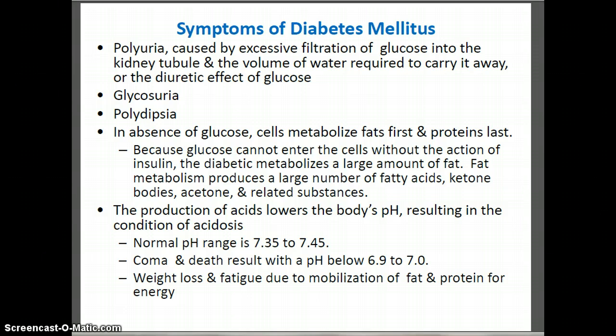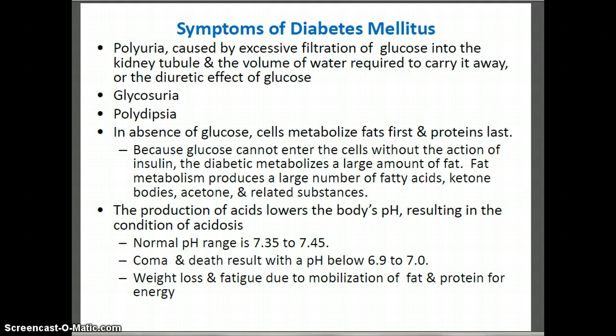The normal pH range of our bodies is 7.35 to 7.45, which is slightly in the basic range. Neutral is 7.0. Anything below 7.0 is acidic. Coma and death can result with a pH of 6.9 or below, even slightly below 7.0. Weight loss and fatigue due to metabolism of fat and protein do occur. Fat and protein are being metabolized for energy because glucose is virtually not available.